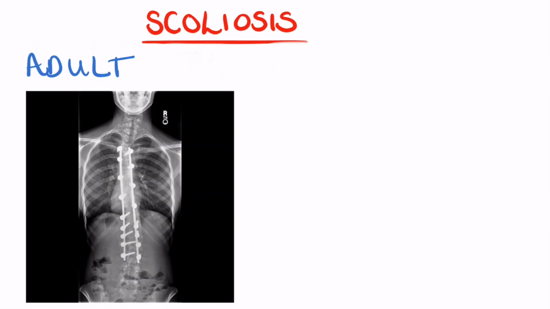This X-ray shows an example of a patient who has undergone spinal fusion surgery. We can see here that the surgery uses spinal implants, rods and screws to correct the scoliosis and hold the spine stable whilst the bones heal.